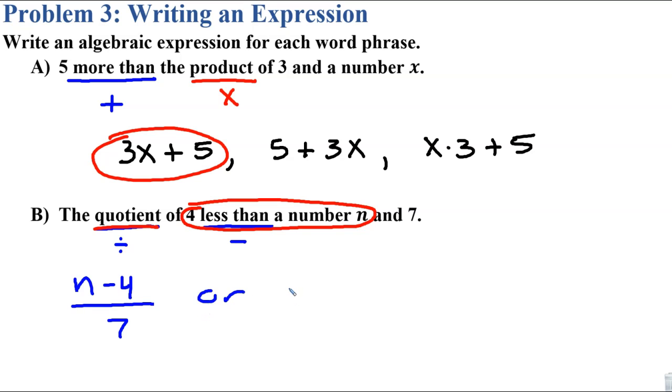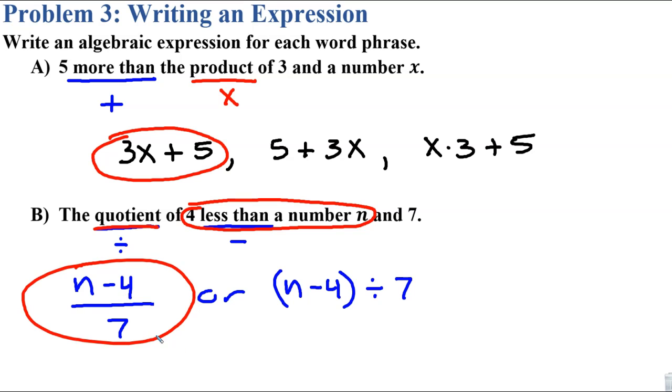Or it'd be equally correct just to write it as n minus 4 in parentheses divided by 7. But typically we'll write things in the fraction form. It's a little easier to work with when it comes time to evaluating, when it comes time to solving equations, than it is in this form here. There's a few examples. Problem 3 also has a part C. Why don't you take a minute, pause the video, work through that one, and check your answer before we move on once again.